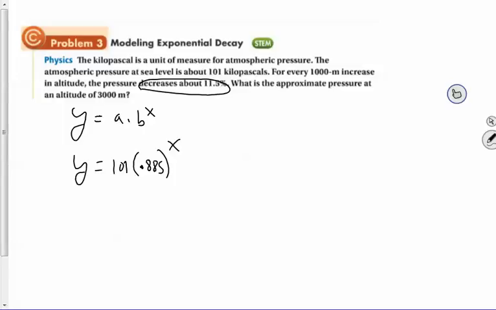Now we have to figure out, if every 1,000-meter increase, so x stands for 1,000-meter increase, going from 1,000 to 3,000, how many is that? Well, that's 3, so you're just going to do 101 times 0.885 to the third power. So plug that into your calculator, do 0.885 to the third power, times 101, and you get approximately 70 kilopascals. Hopefully that helps you and that makes some sense on exponential growth and decay.